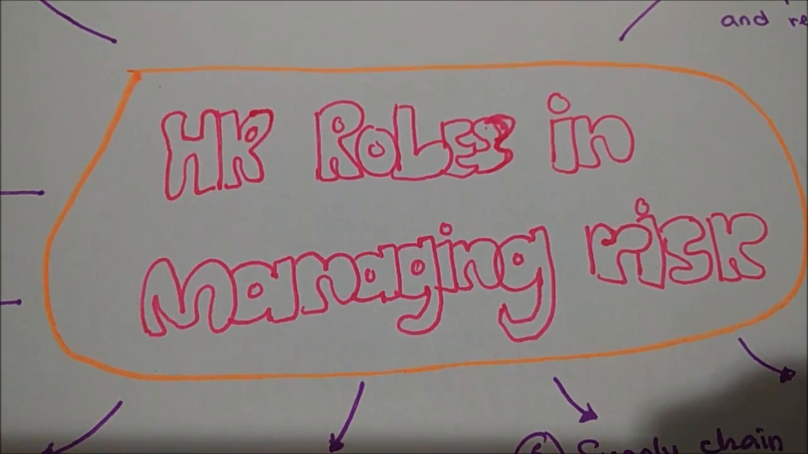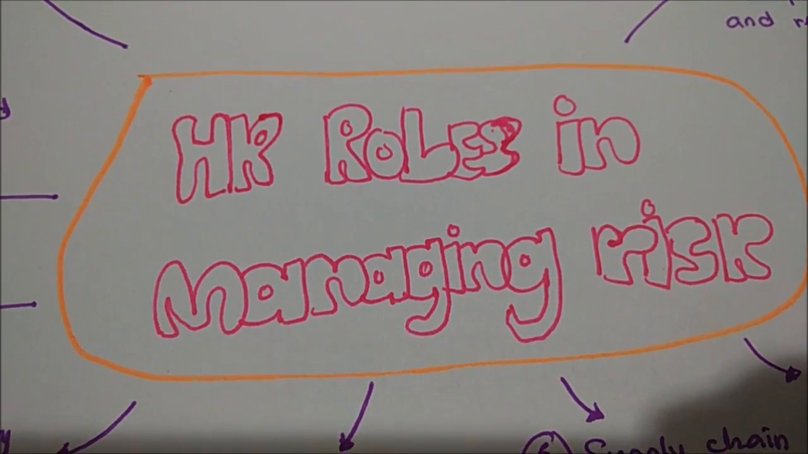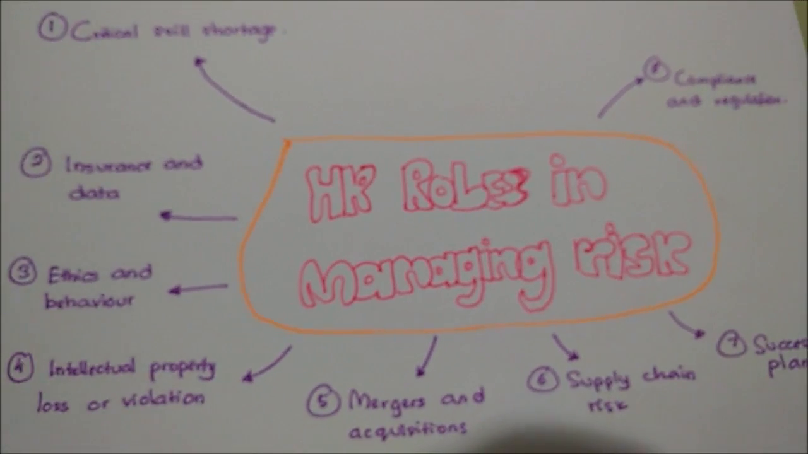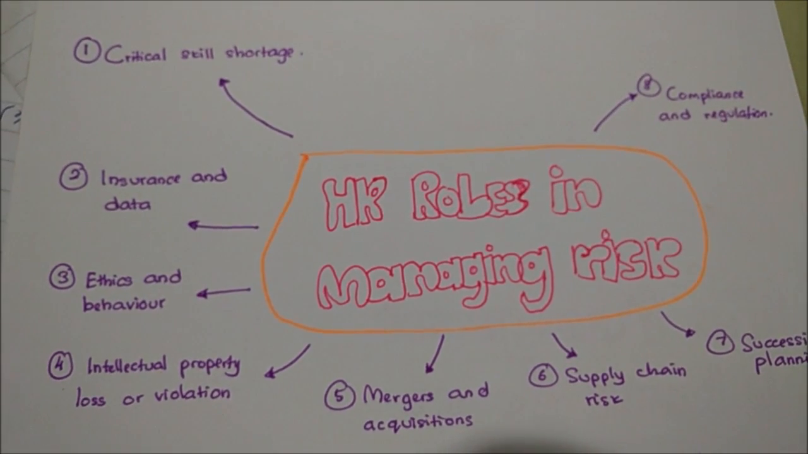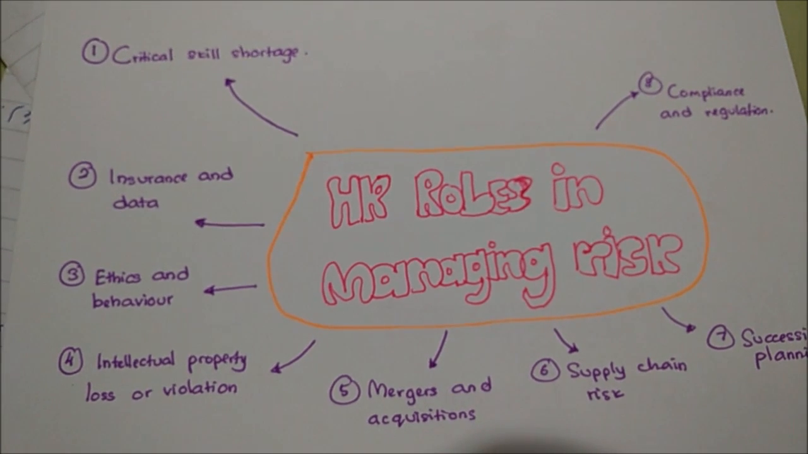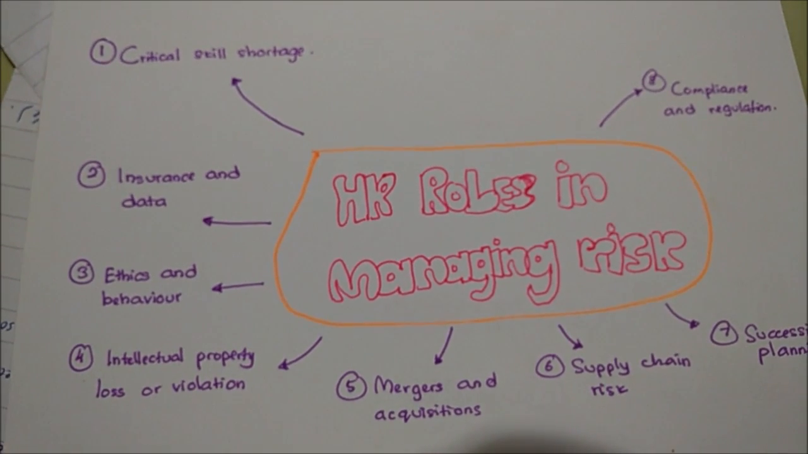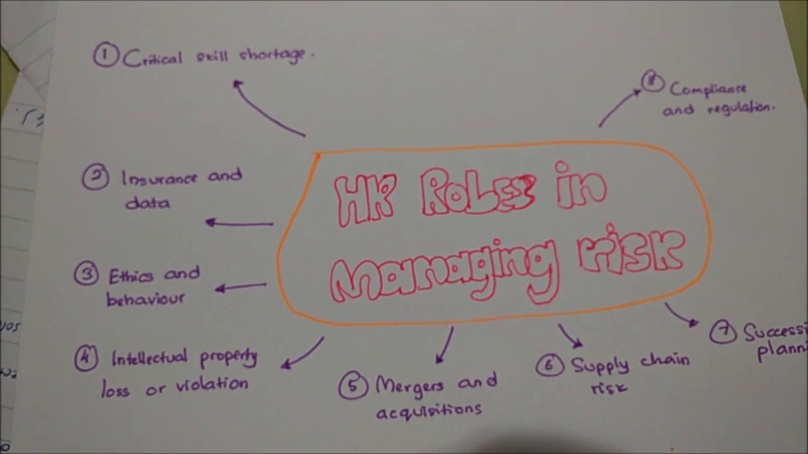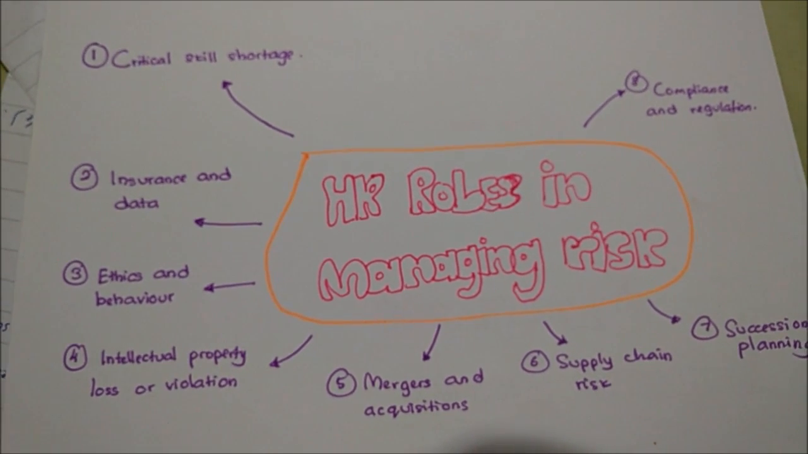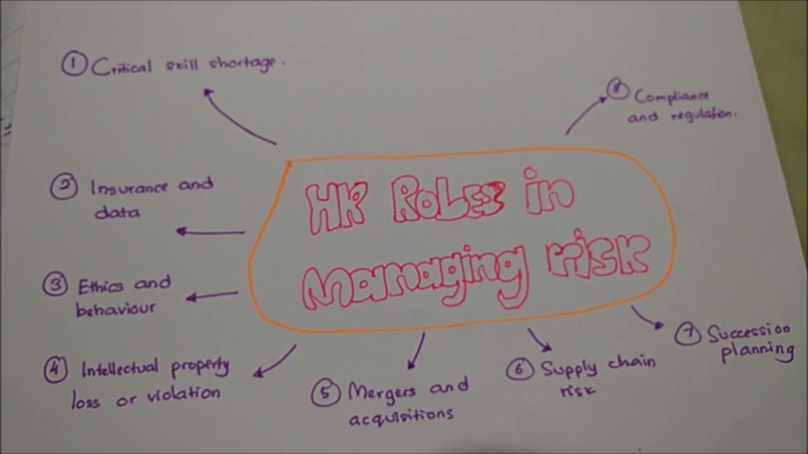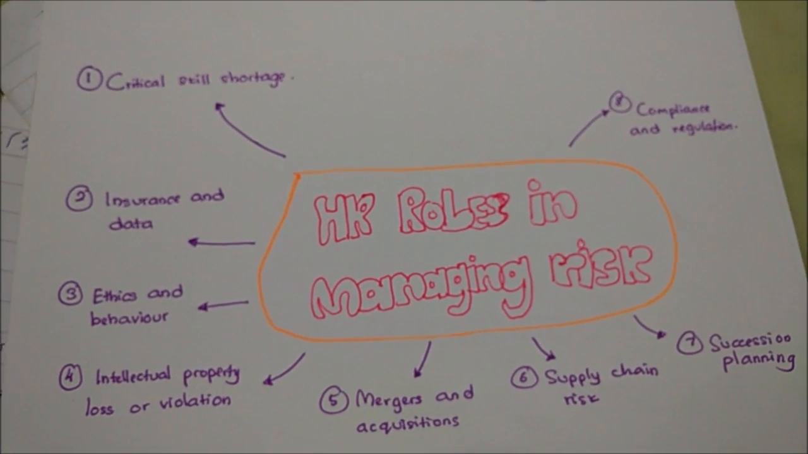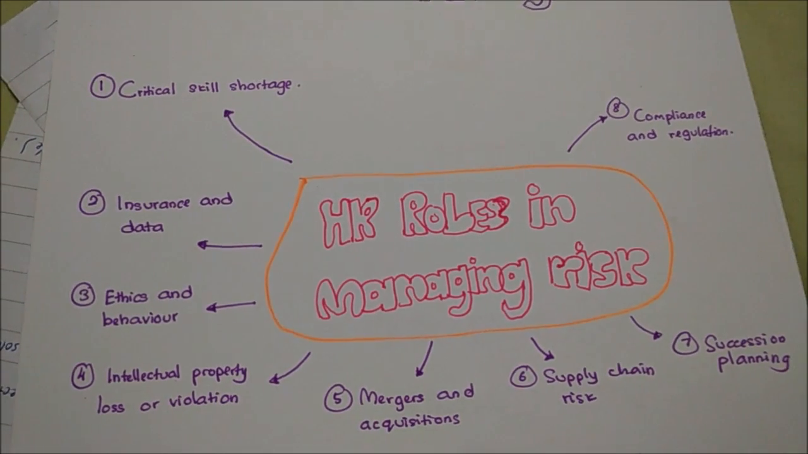Human resources roles in managing risk. There are 8 kinds of it. First of all is the critical skill shortage, insurance and data, ethics and behavior, intellectual property loss or violation, mergers and acquisitions, supply chain risk, succession planning, and compliance and regulation.